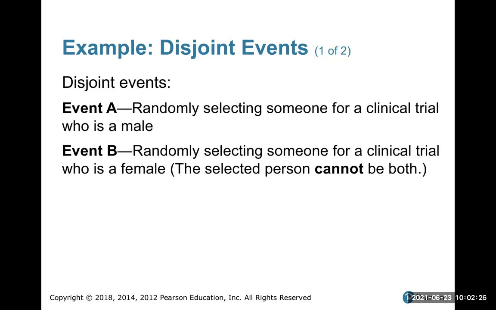Randomly selecting someone for a clinical trial who is a female. So that's one selected person cannot be both. So they are disjoint. So that thing cannot happen at the same time.